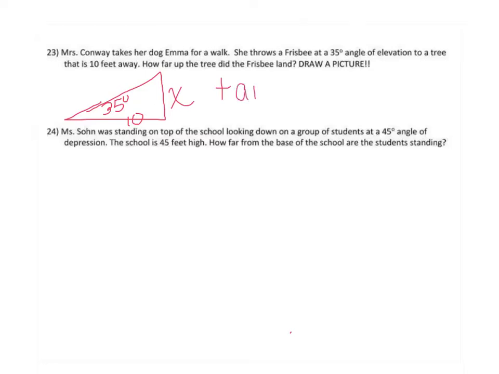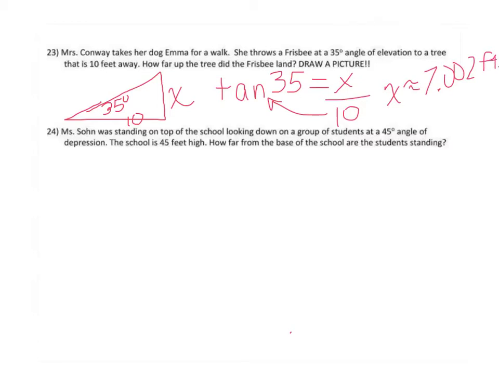So I'm going to use the tangent of 35 equals opposite over adjacent. Multiply by 10, and I'm going to get that x is about 7.002 feet up the tree.